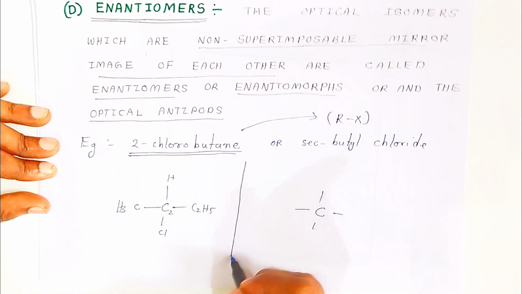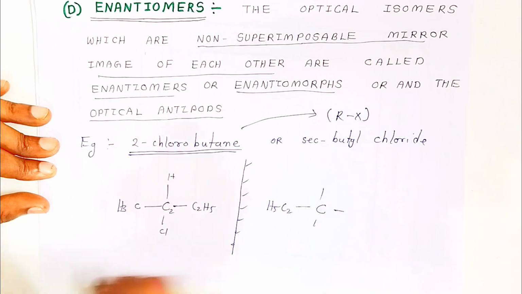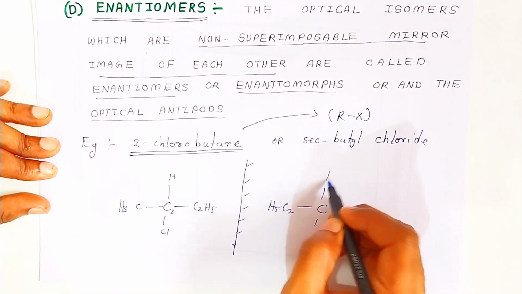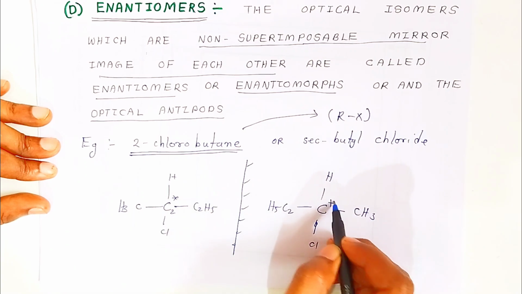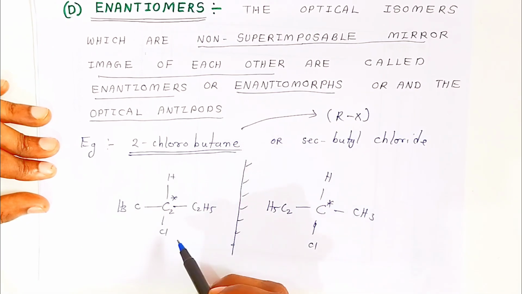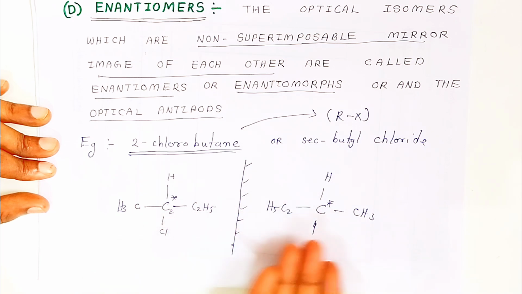When you keep the mirror here, what happens, students? C2H5 will come on this side, and this methyl will go on this side. Hydrogen and chlorine will be as they are. Understanding, students? Because it is a chiral carbon, you can put the asterisk symbol. 2-chlorobutane. When you keep the molecules on this, what happens? They are non-superimposable mirror images of each other.